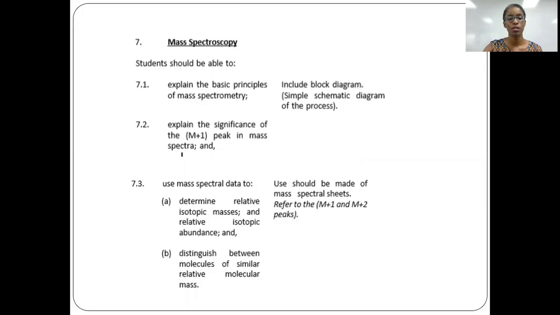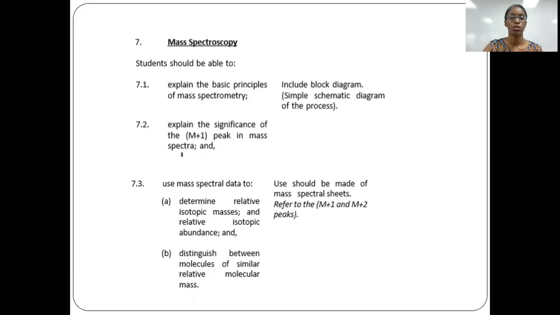What we're going to cover today are 7.1 and 7.2. We're explaining the basic principles of mass spectrometry. We're explaining the significance of the M+1 peak. Now keep in mind, please note that you are expected to know the block diagram, the simple schematic for the mass spectrometry process or the separation.